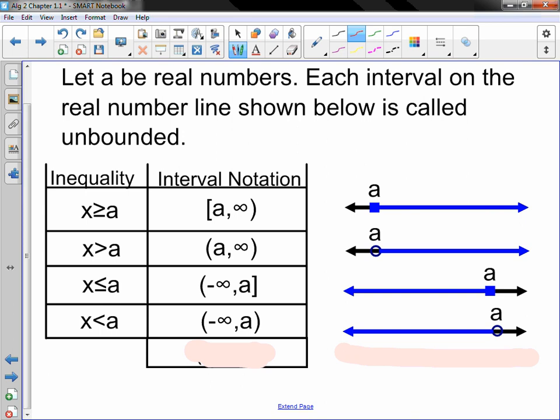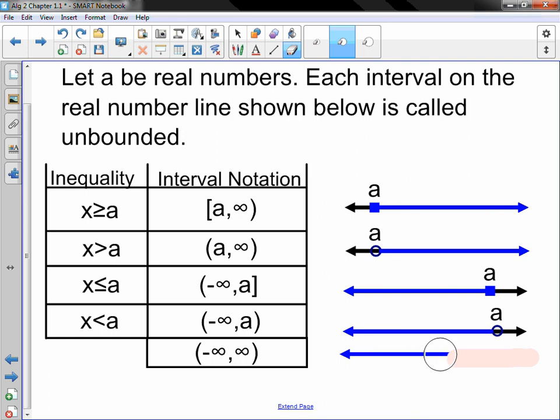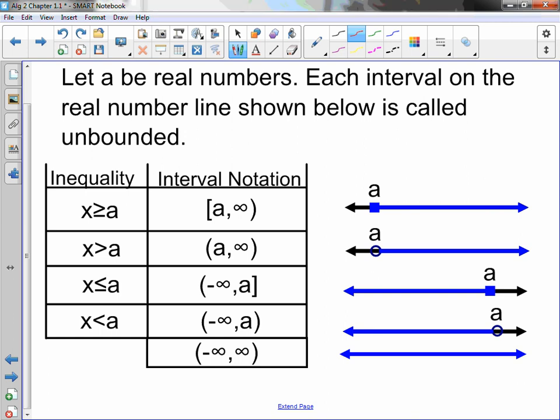Now, there's one more on this page, which I do consider unbounded. Negative infinity to infinity. That's all real numbers. Any number in the system will work. Any questions on any of these here? We good with these?